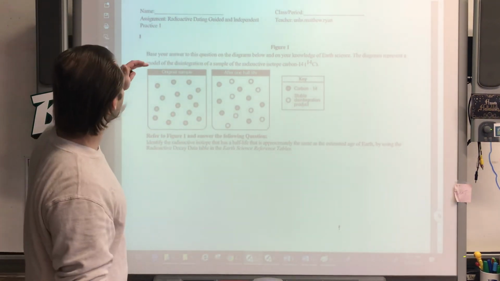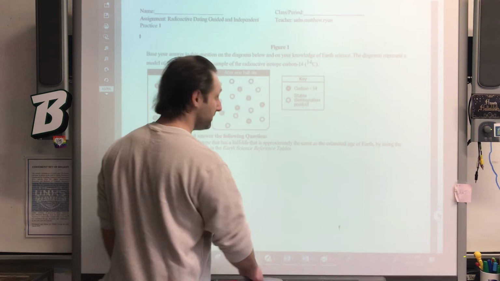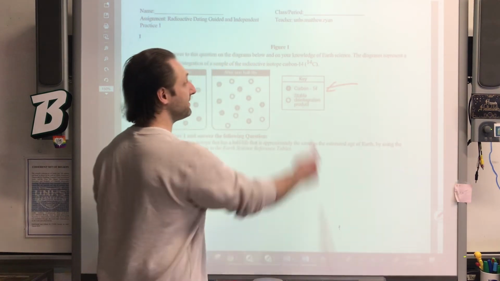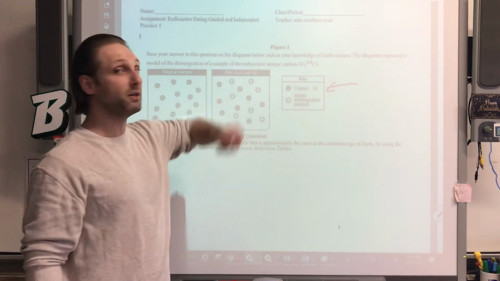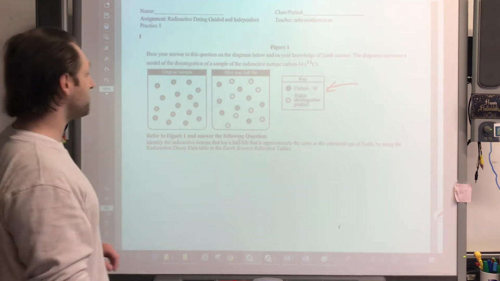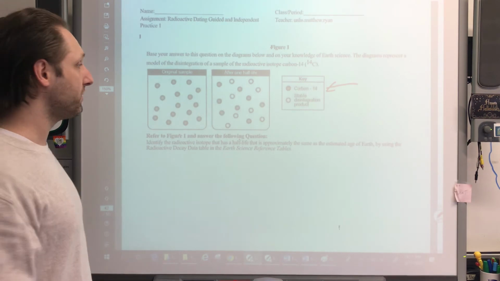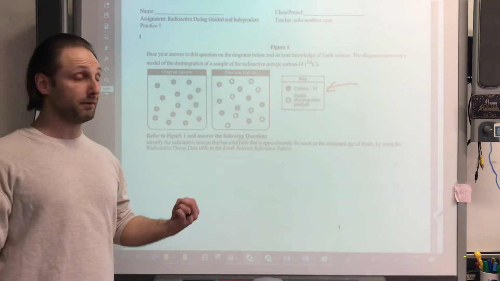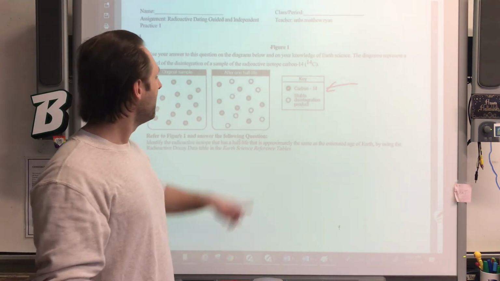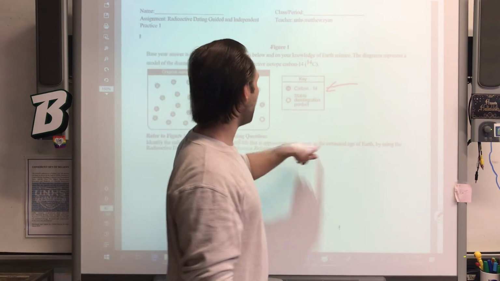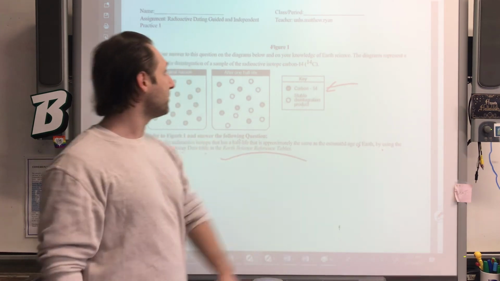All right, so we've got the original sample, we've got after 1 half-life. We've got a key here, that's key, okay? That's solid ones. Okay? So we've got refer to figure 1 and answer the following question. Boom, figure 1. So identify the radioactive isotope that has a half-life that is approximately the same as the estimated age of Earth. Ooh, let's read that again. That's a bit dense. So identify the radioactive isotope that has a half-life that is approximately the same as the estimated age of Earth by using the radioactive decay table of Earth science reference tables.